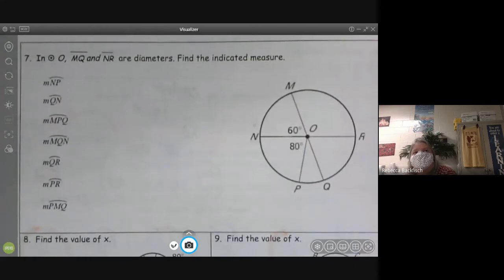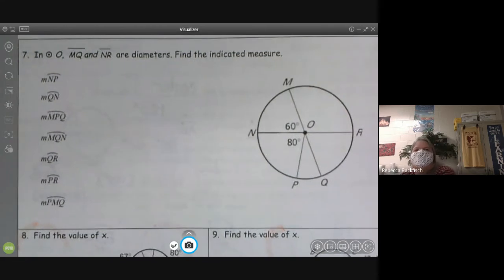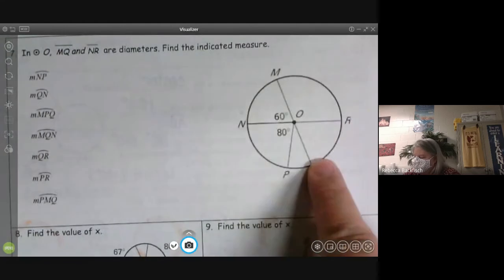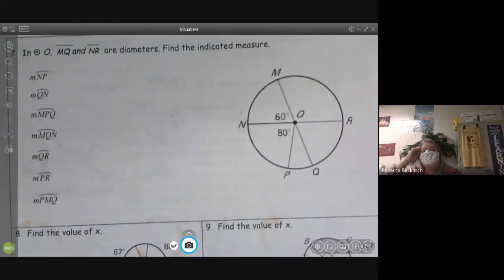Okay, in circle O, segments MQ and NR are diameters. They're just saying, yes, this really is straight. These two are straight lines, so this is a diameter, this is a diameter. Remember, that means everything on one side of it is 180.